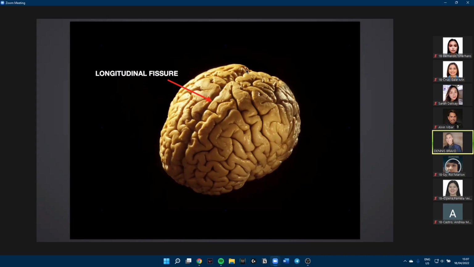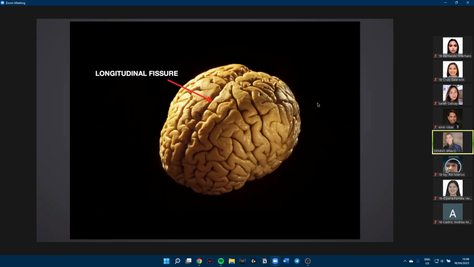A fissure is actually a depression or a groove that is very deep, in contrast to a sulcus, which is a relatively shallower groove. So what you're seeing here is a deep longitudinal fissure that divides the cerebrum into the right and the left cerebral hemispheres. This area, of course, is the anterior aspect of the cerebrum, while here would be the posterior aspect.